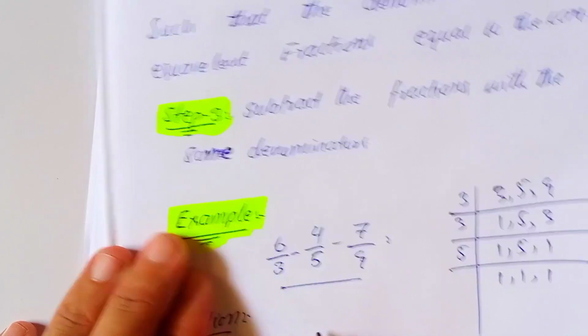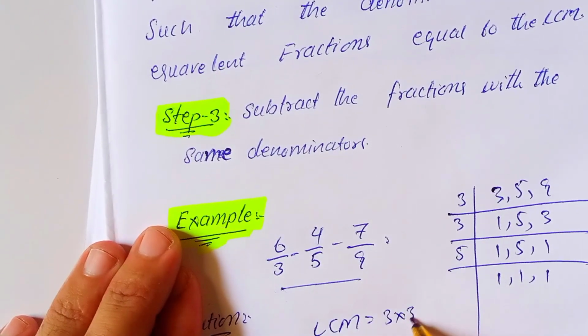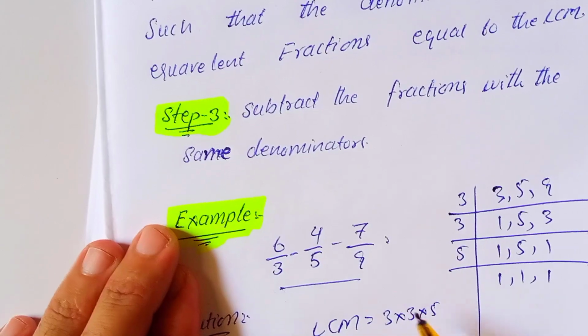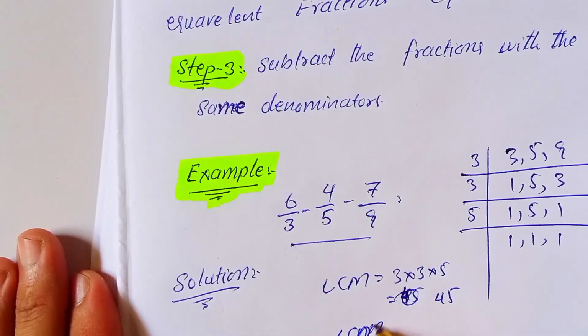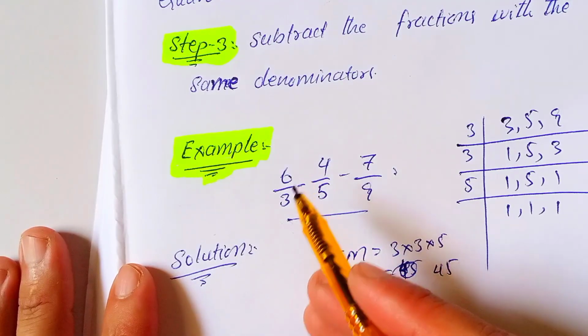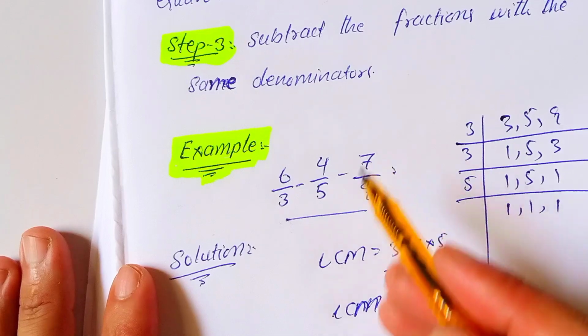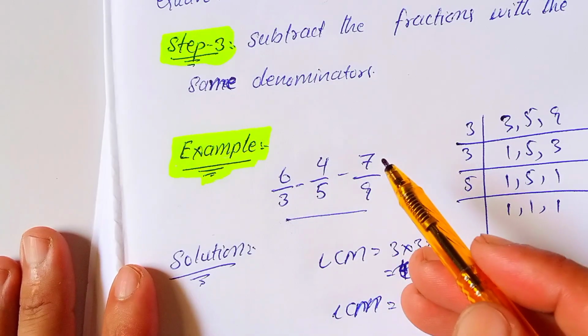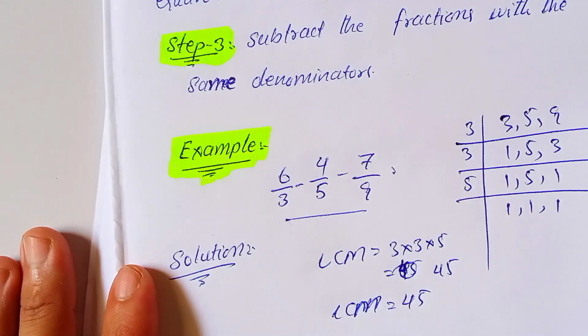So the LCM is equal to 3 times 3 times 5, which is equal to 45. So the LCM is equal to 45. Now we will multiply 6 over 3, 4 over 5, and 7 over 9 with such a number such that the equivalent fractions have denominator equal to 45.